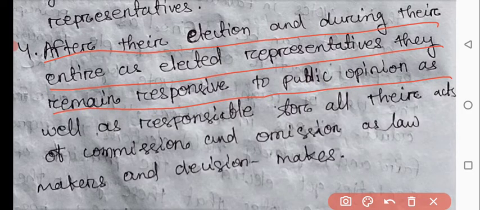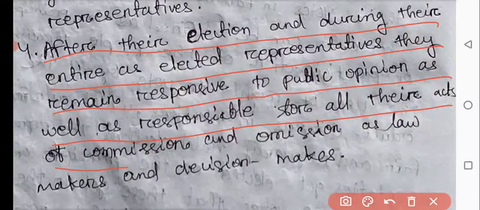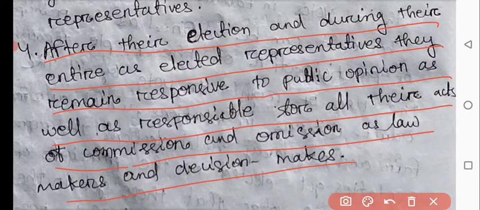to public opinion as well as responsible for all their acts of commission and omission as lawmakers and decision makers.